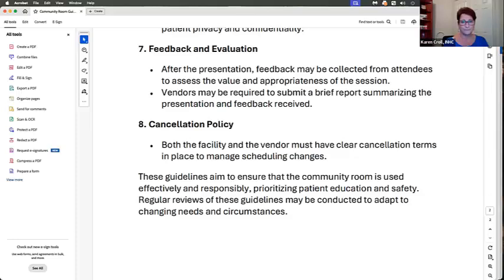Makes sense. Guidelines. Anybody else have any questions that maybe we didn't touch on, but you want to know a little bit more about?